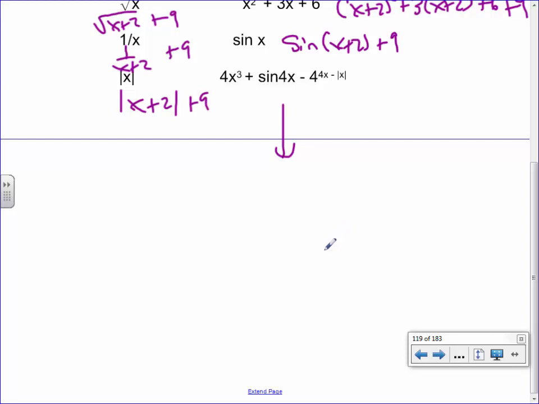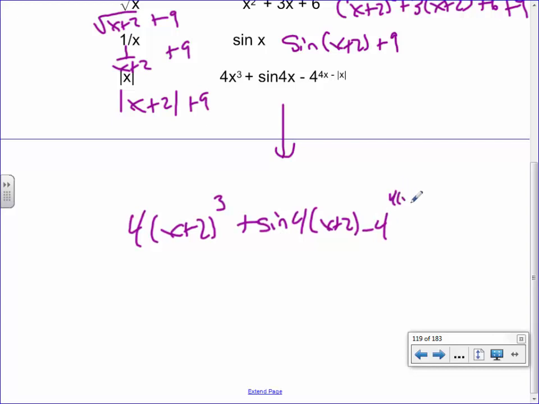Again, I'm just doing this to make a point here, right? It's going to be (4x + 2)³ + sine of (4x + 2) minus (4x + 2) minus the absolute value of (x + 2). And when I'm done, hopefully this helps reinforce the point I need to make here, though.